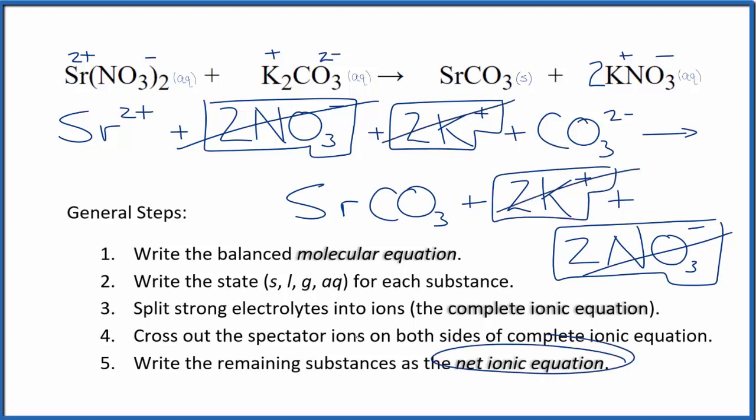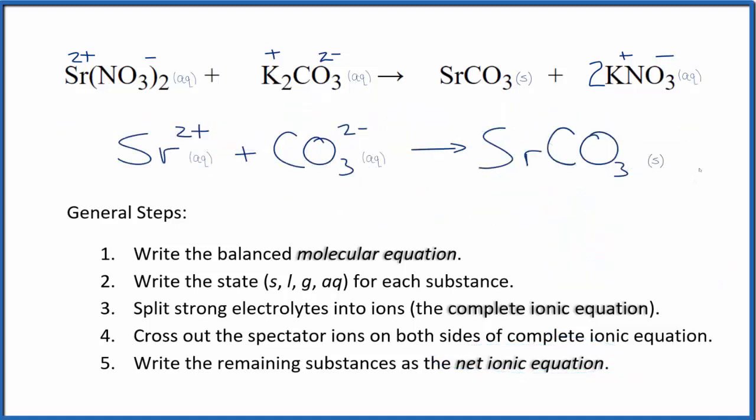What's left? That's the net ionic equation for Sr(NO3)2 plus K2CO3. I'll clean it up and write the states. We'll have our net ionic equation. So this is the balanced net ionic equation for strontium nitrate plus potassium carbonate.